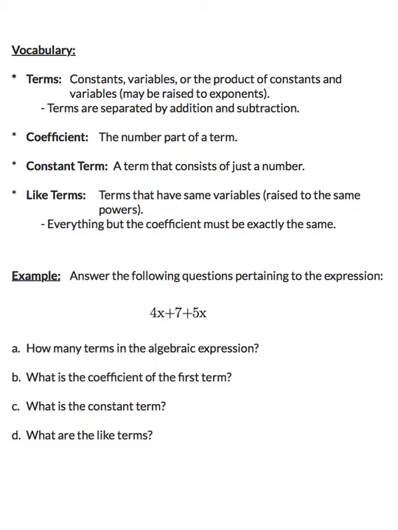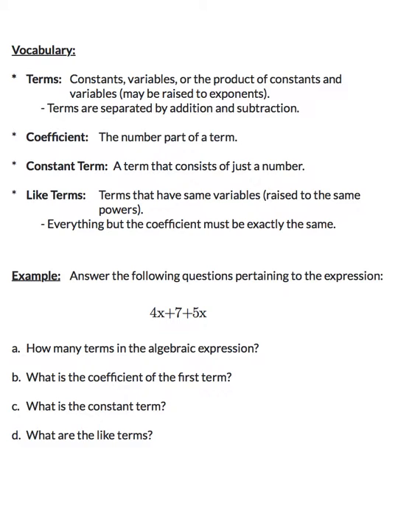And then one of the things that we're going to be focusing on is like terms. Like terms are terms that have the same variables. Those variables have to be raised to the same powers. Another way to think about this is everything but the coefficient must be exactly the same. We've used the word like before. If you remember, we talked about like fractions. And when we start working with like terms, we're going to see that it's similar to when we worked with like fractions. We'll see that in the next presentation.